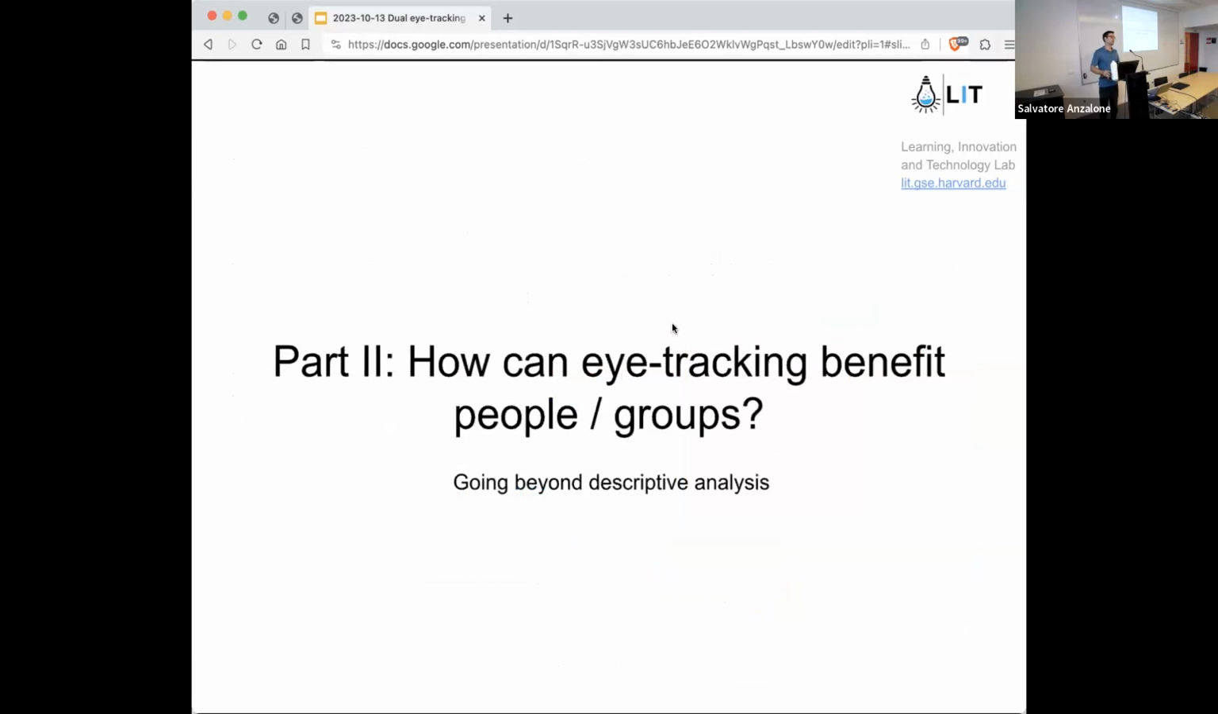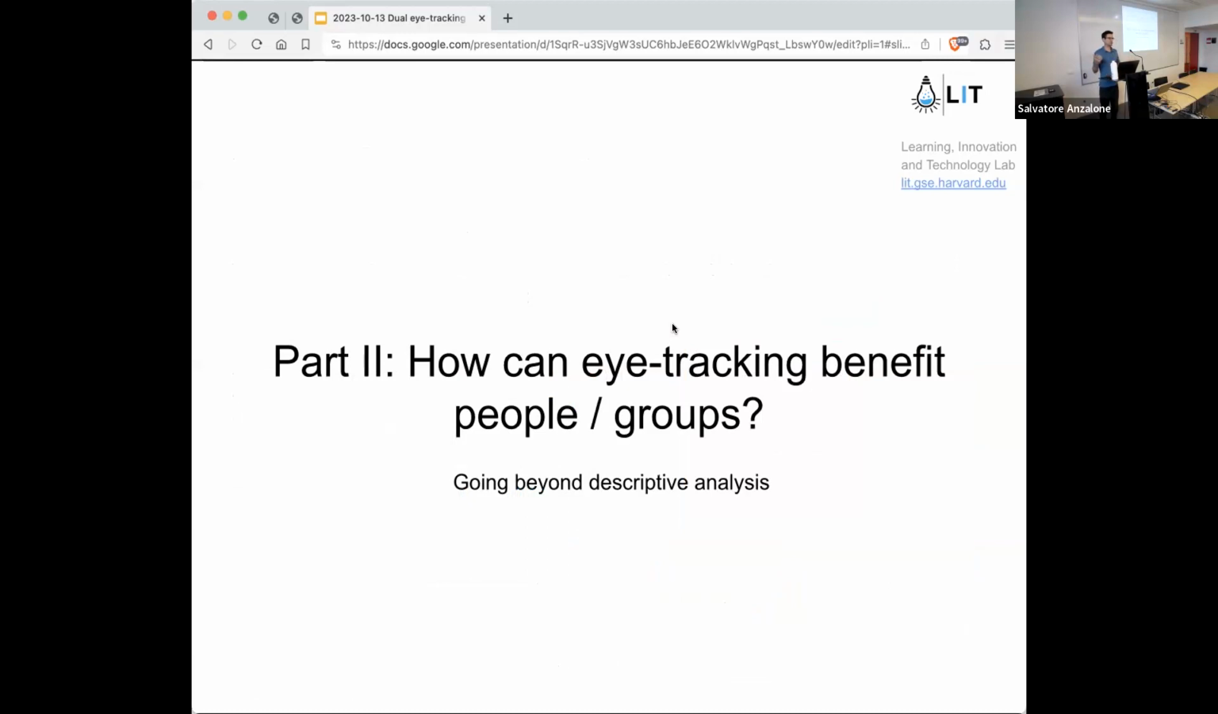So that was the first part. This was showing you that, all right, with dual eye tracking, we can capture this idea of joint visual attention that says something interesting about group collaboration, and you can take advantage of the time series nature of the data to develop more interesting measures that go beyond this simple measure.